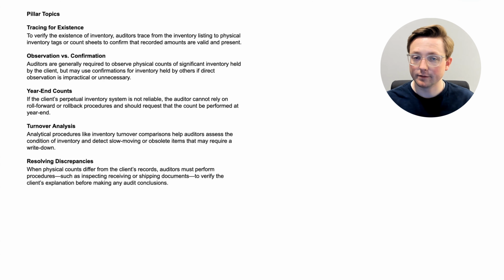First off, tracing for existence. That was one of the first things we talked about. To verify the existence of inventory, auditors trace from the inventory listing to physical inventory tags or count sheets to confirm that recorded amounts are valid and present, that they actually exist.